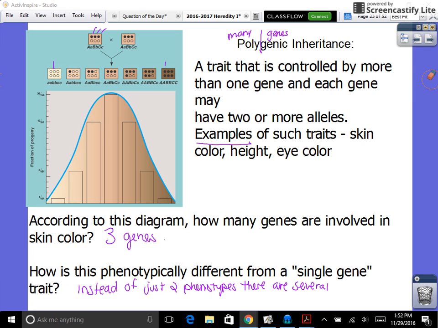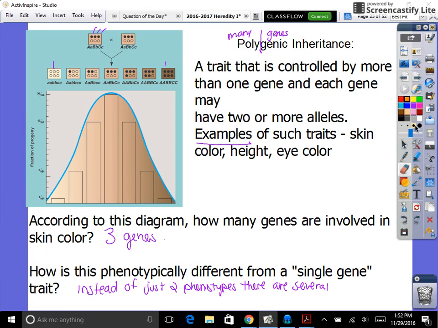Today in class, we talked about polygenic inheritance. And just a review of the vocabulary, poly means many, and genic is referring to genes. So if you take a look at polygenic inheritance, it's a trait that's controlled by more than one gene, and it also may include two or more alleles.